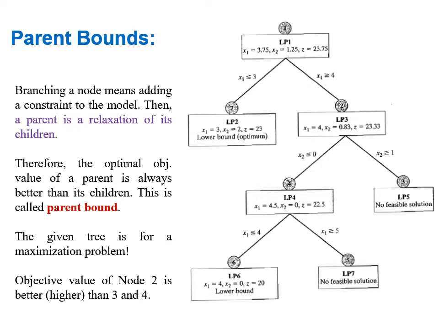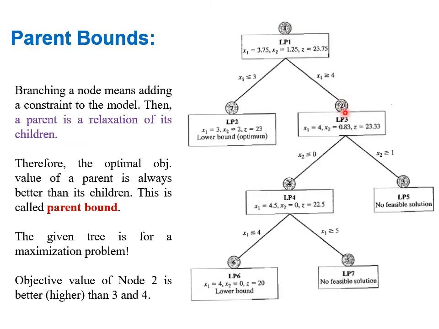Okay, given this information, now let me ask you this question. If you don't know the objective function of this problem, can you determine it? I mean, is this a minimization problem or a maximization problem? So you need to look at the parents and children. Look, this is the optimal solution of node 1, which is 23.75. This is the optimal solution of LP2, one of its children, it's 23. And when you compare, you see 23 is less than this value.